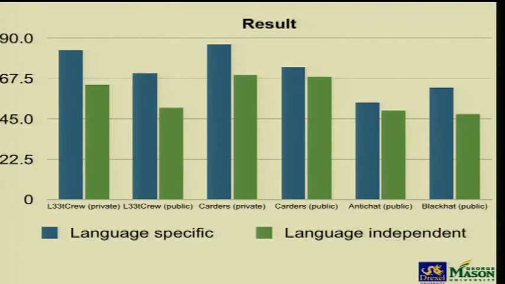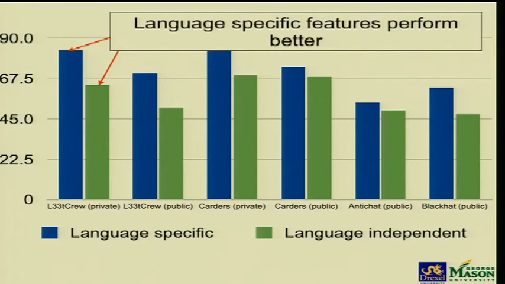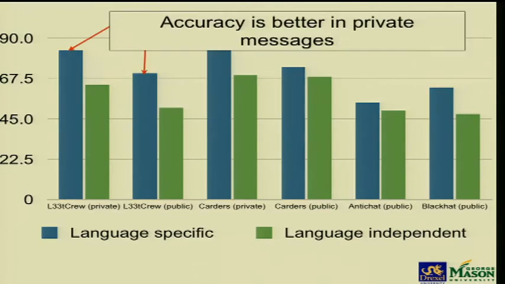Now, let's look at how well our classifier does in identifying people. So this graph shows our results of authorship identification on different forums with both language-specific and language-independent features. Here you can see that language-specific features work better than language-independent features. And the second thing is that we saw for one forum, accuracy on the private messages was much better than accuracy on the public messages.